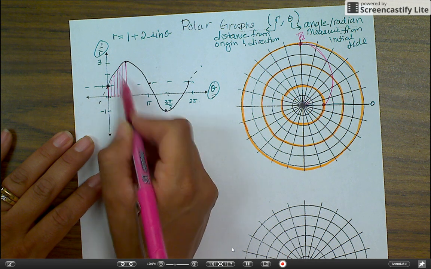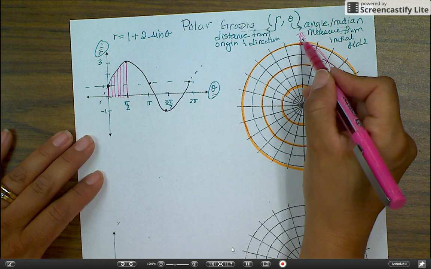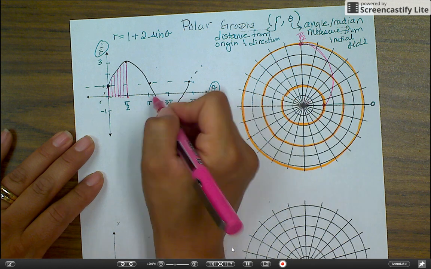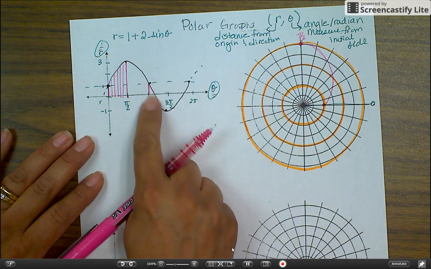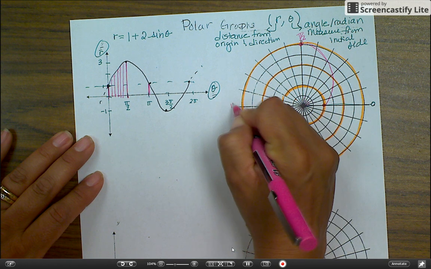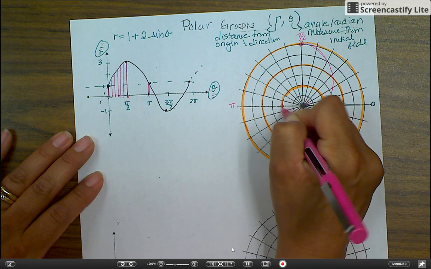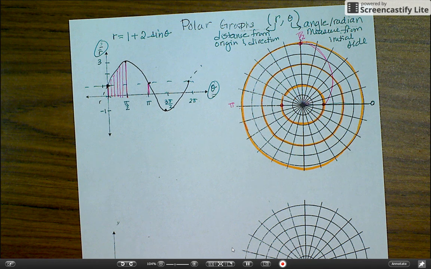Because that is what's happening with these. Now, pi over 2 to pi. Well, pi has an r of 1. So when I get to pi, I should know that exact coordinate, and that is 1.